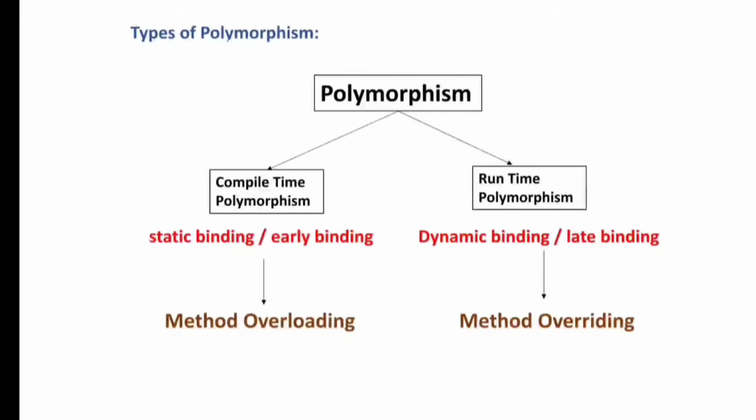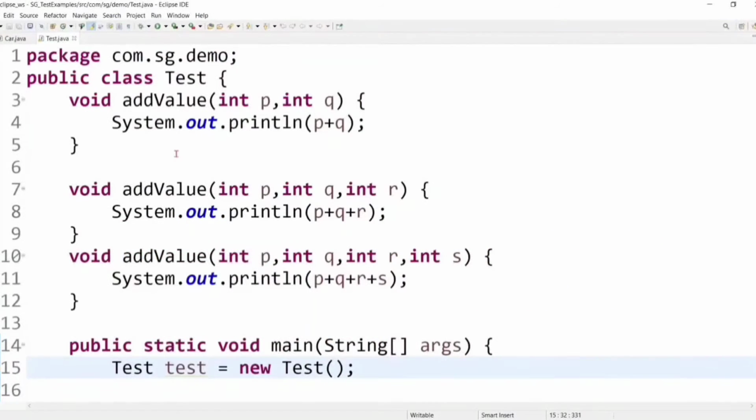So how does it exactly work? Let's understand practically. First we are going to see how compile time polymorphism works, and then we will see how runtime polymorphism works. For that, first let's understand what is compile time polymorphism. Compile time polymorphism is a type of polymorphism in which method calling and method invoking is done by the compiler at compile time. So what is it exactly?